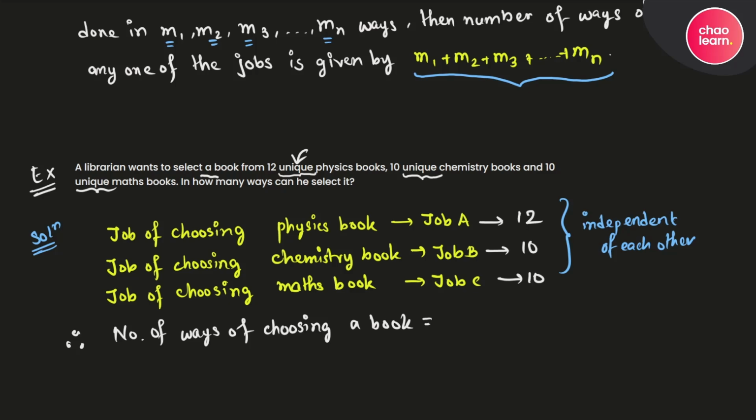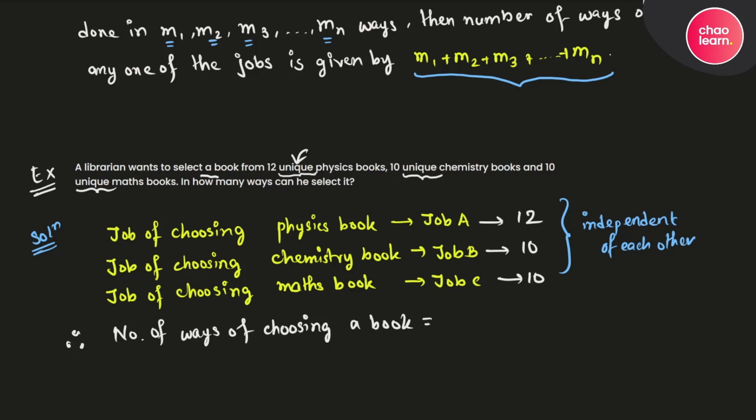So he is just willing to choose a book, and he can do it in 3 ways. He can either choose a physics book or a chemistry book or a maths book. So these are 3 independent jobs, and we have used the word or, right? He wants to perform any one of the 3 jobs.